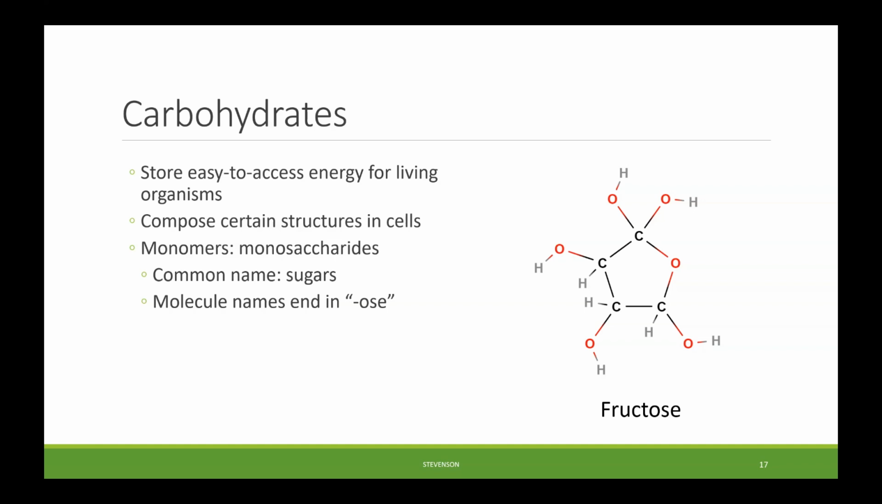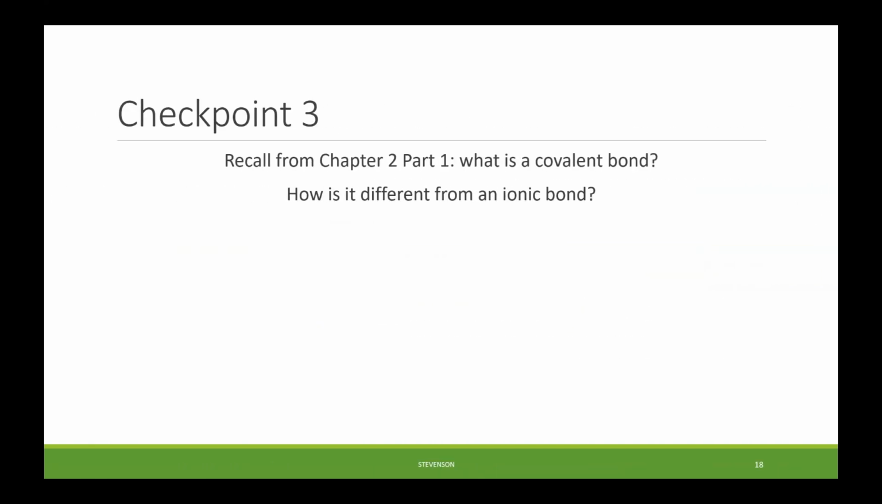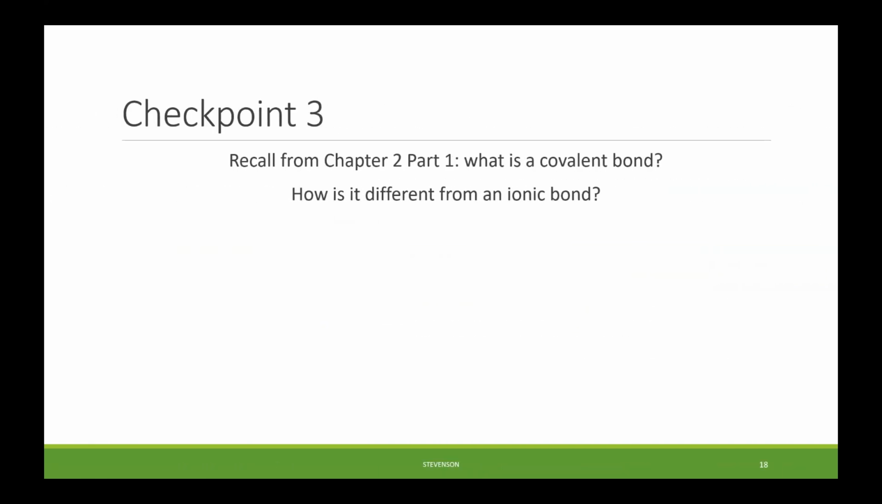And so I've just name dropped a term that we learned about back in chapter 2. We learned about this in the first part of chapter 2. We learned about covalent bonds. So this is a good stage to refresh our memories. And in this checkpoint, I'd like you to answer the question, what is a covalent bond and how is it different from an ionic bond?